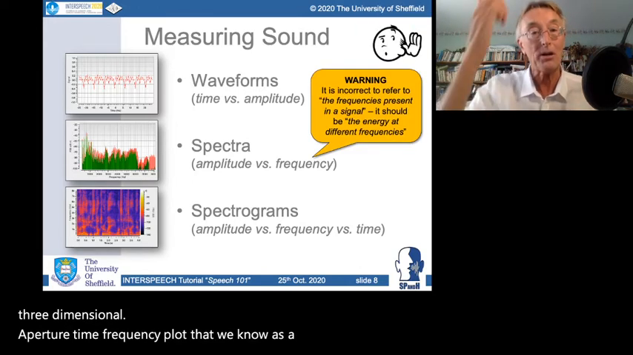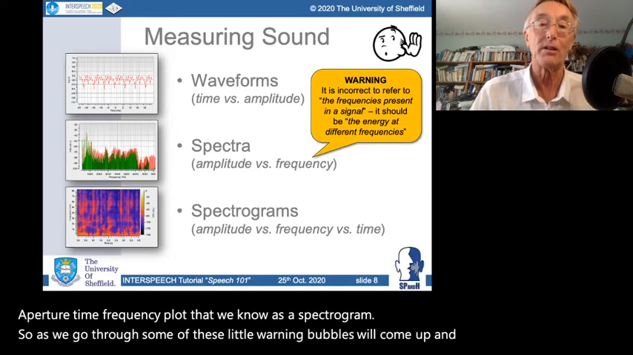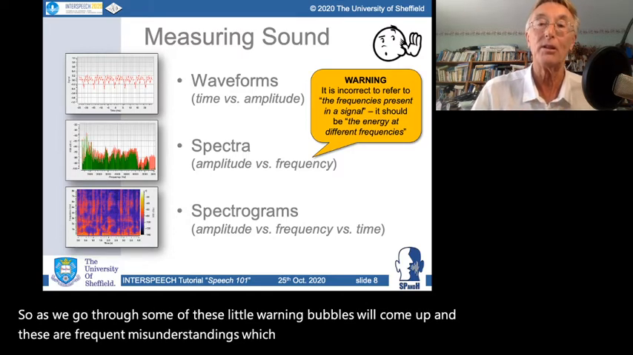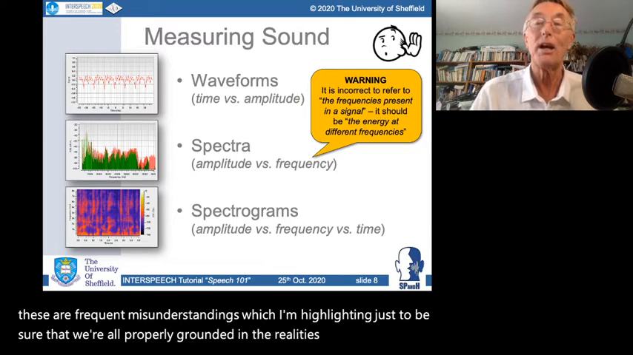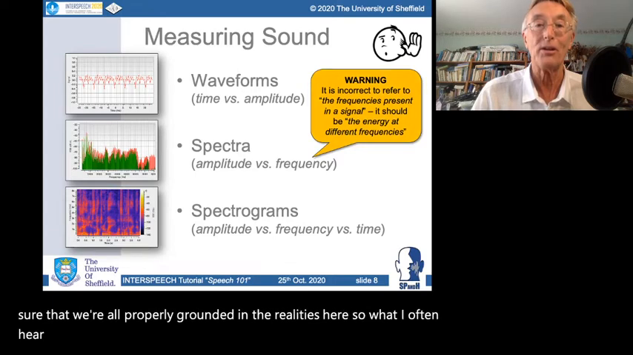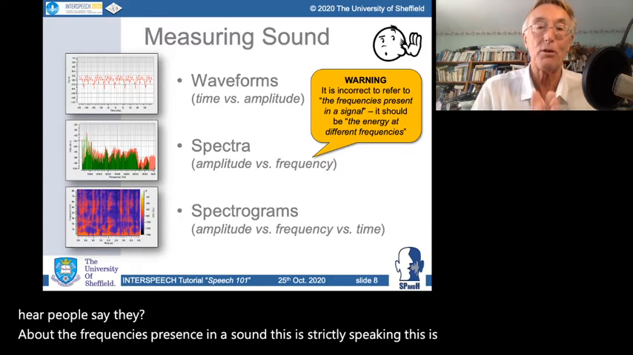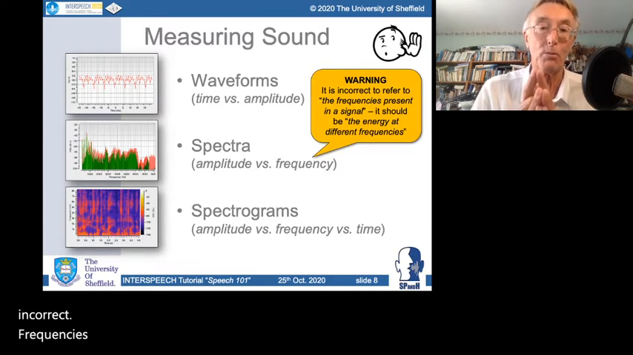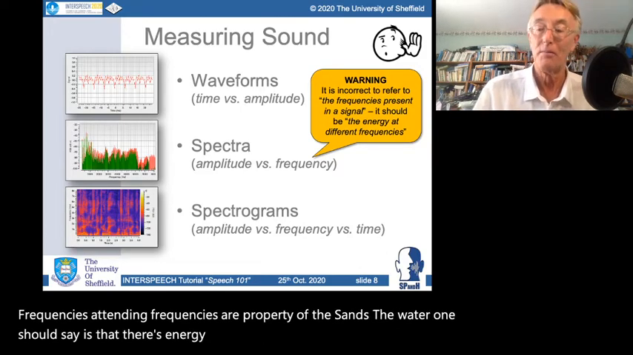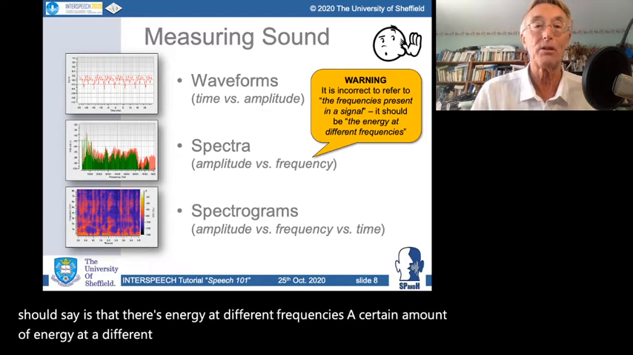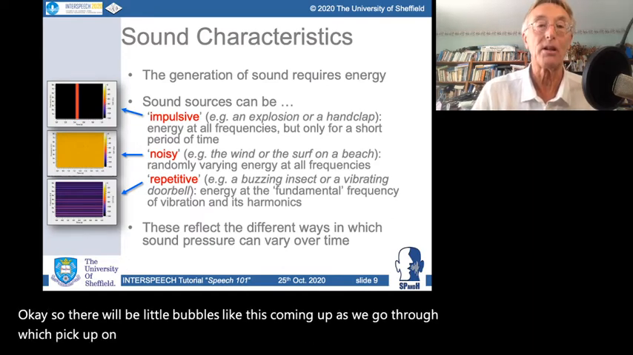As we go through, some of these little warning bubbles will come up. These are frequent misunderstandings, which I'm highlighting just to be sure that we're all properly grounded in the realities here. What I often hear people say is that they talk about the frequencies present in a sound. Strictly speaking, this is incorrect. Frequencies don't exist. Frequencies are a property of the sounds. What one should say is that there's a certain amount of energy at different frequencies. There'll be little bubbles like this coming up as we go through, which pick up on the kinds of things that people typically get wrong or misunderstand.